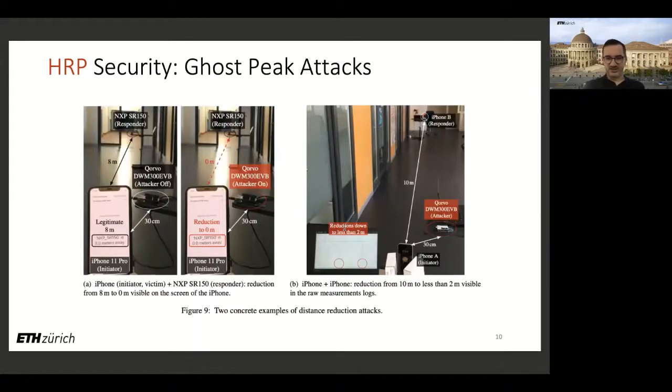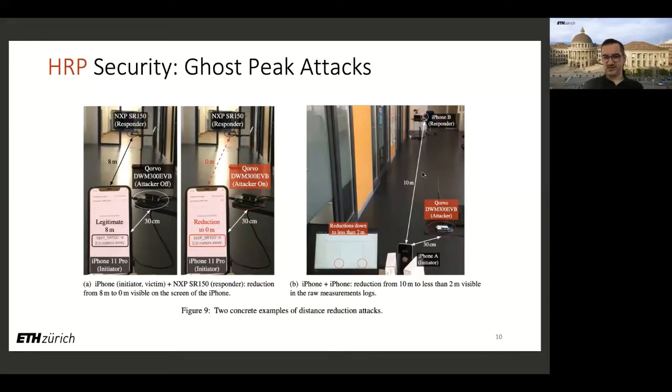Well, the main results are essentially shown here. So here we have an iPhone, which is an initiator, and we have an NXP chip here, which is a responder. So the iPhone and this NXP chip play a challenge-response protocol, exchanging the types of packets that we have seen. We have here our attacker, which injects these carefully crafted packets that have different fields at different power levels. And this results in a reduction of the distance that is measured between the iPhone and the NXP chip to 0 meters, as you can see here.